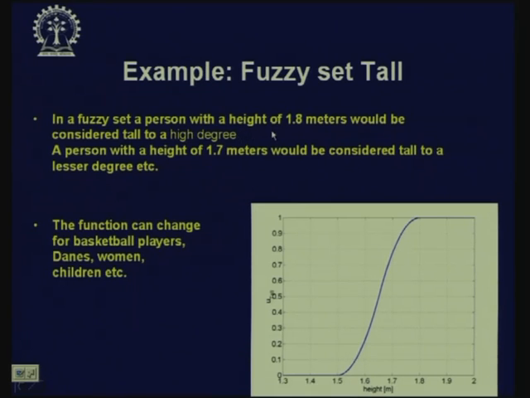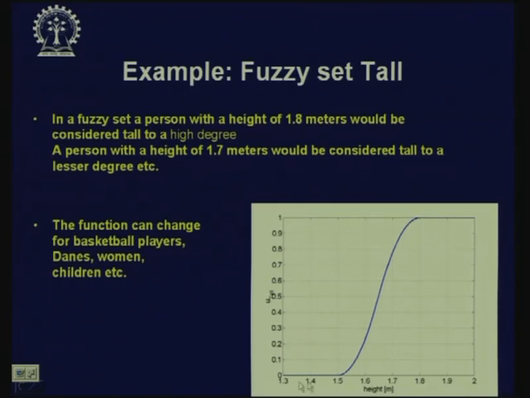In a fuzzy set, a person of height 1.8 meters would be considered tall to a high degree, and a person with a height of 1.7 meters would be considered tall to a lesser degree. Therefore, I can define a function to describe the fuzzy set. For example, let us look at this set. There is a typical graph.